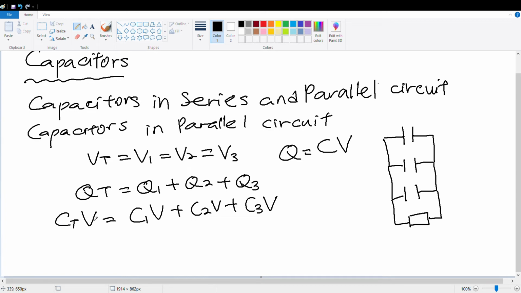So the V can be cancelled on both sides. What I get for the final equation is that CT, the total capacitance in the circuit, equals C1 plus C2 and finally plus C3. So this is the principle for the total capacitance in parallel circuits.